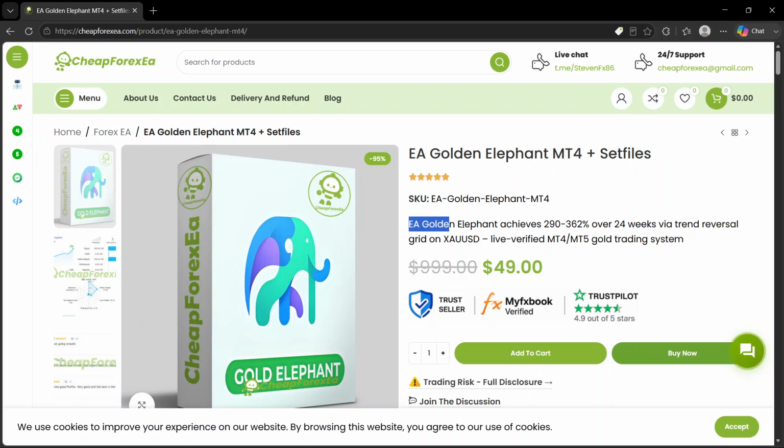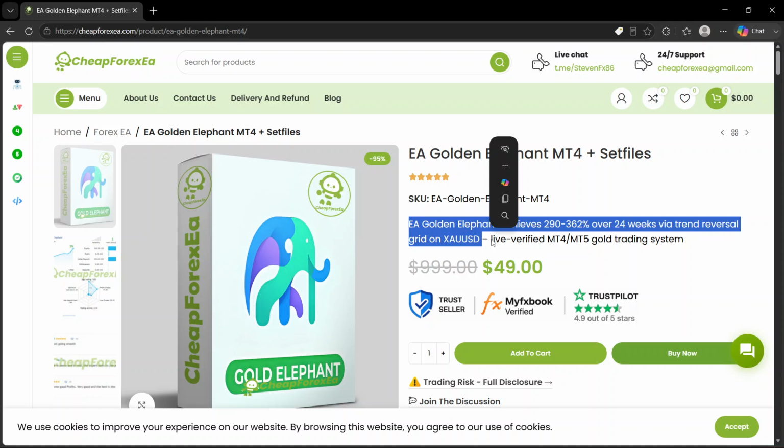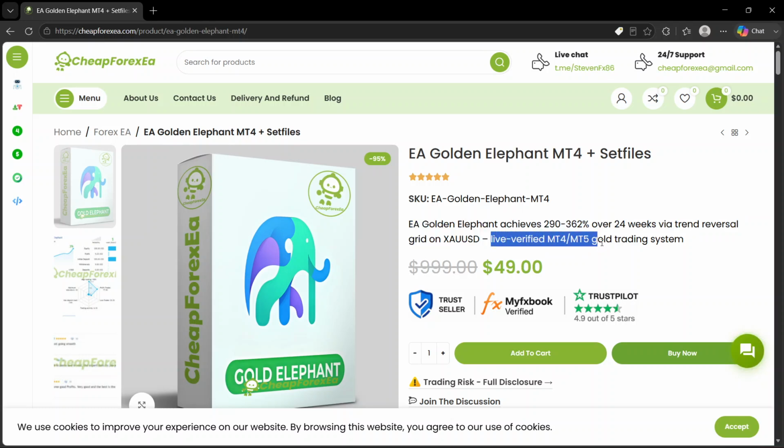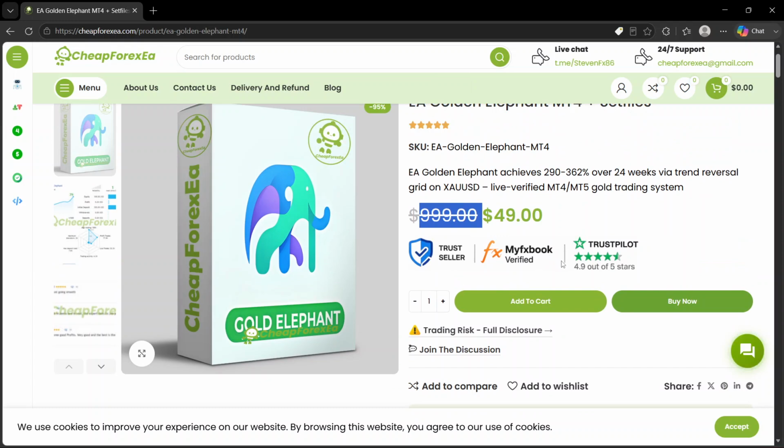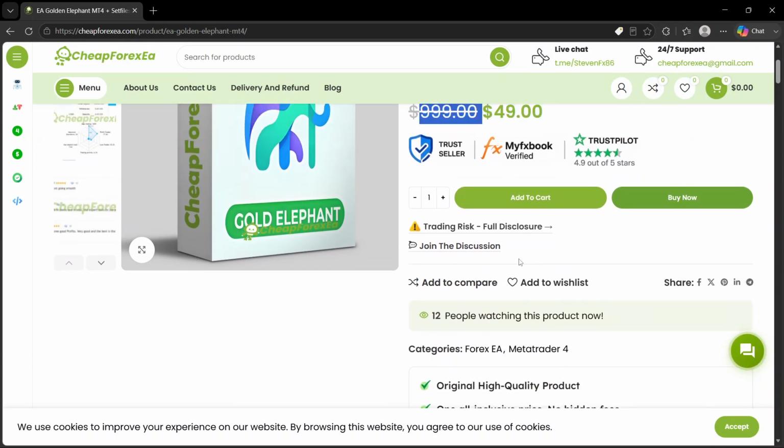Once you open the site, you see it claiming 290 to 362% over 24 weeks via a trend reversal grid on gold USD. It says it's a live verified MT4 and MT5 gold trading system, but we'll check it out as we proceed. Its price is listed at $49, discounted from $999, with the usual developer claims of a trusted seller, MyFXBook, and Facebook verified on Trustpilot, but we'll check them out as we go.